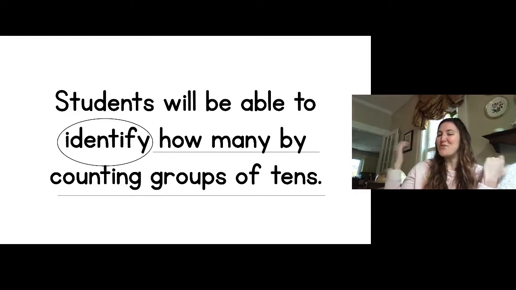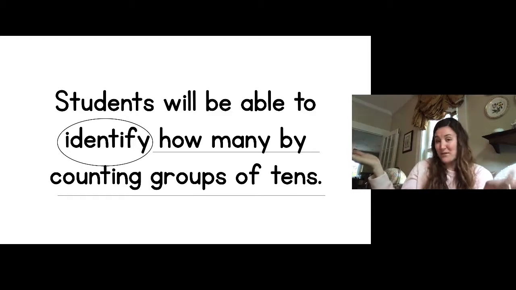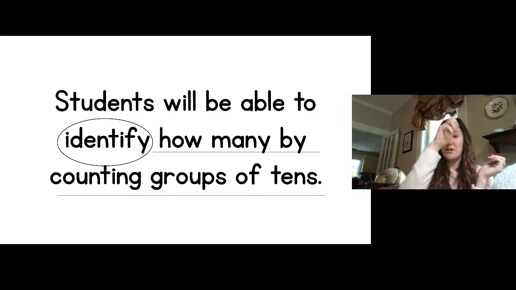So we said that today students will be able to identify how many by counting groups of 10. And we did that. We counted by tens because we had full 10 frames that were full of 10 counters, so we could count much faster by tens.